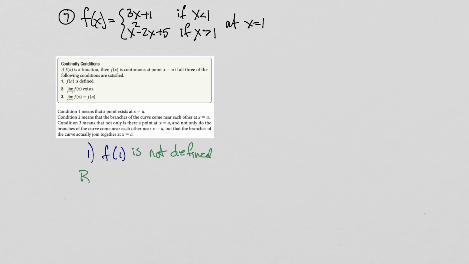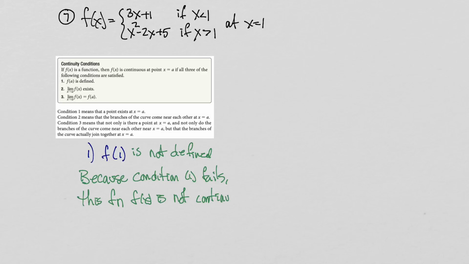And we can say, because condition 1 fails, this function, f of x, is not continuous at x equals 1. So again, we're going to say why. Because the first condition fails, it's not continuous. We don't want to just say it's not continuous. We want to say why. And why? Because condition 1 fails.